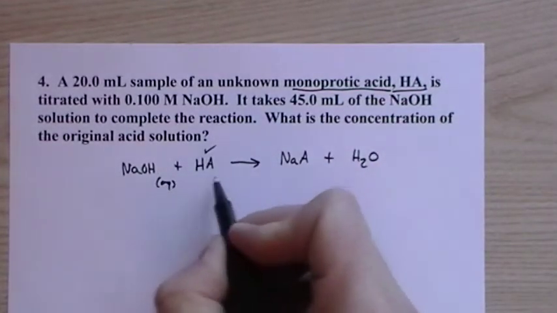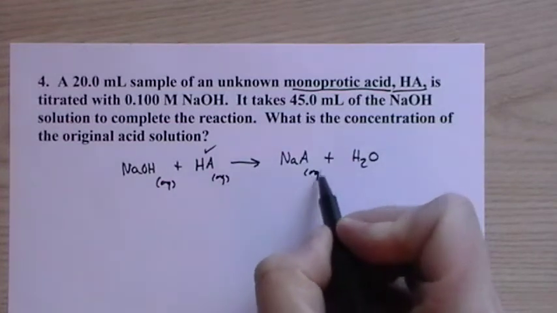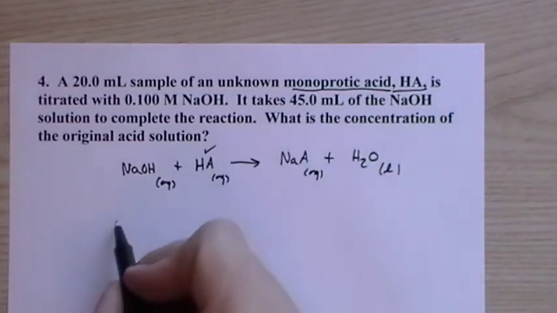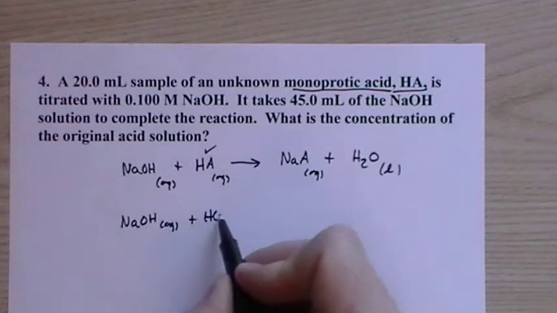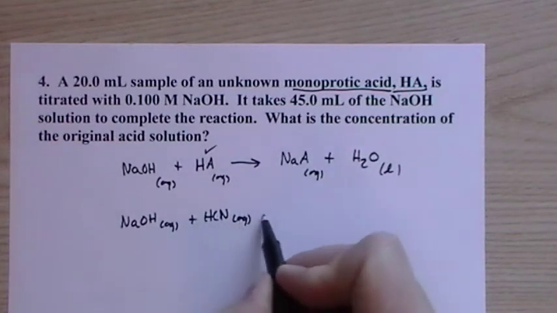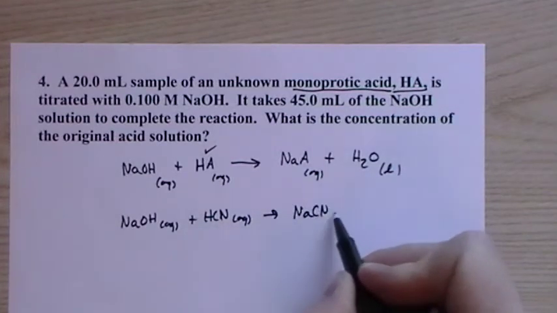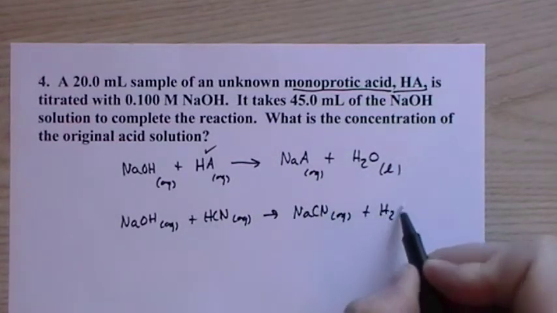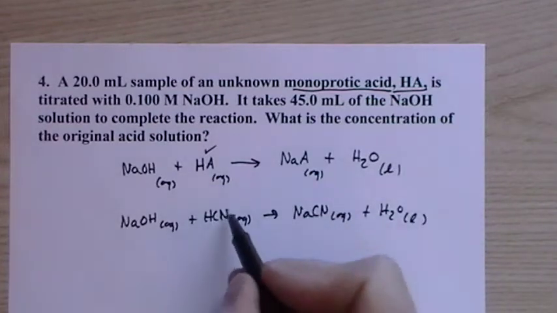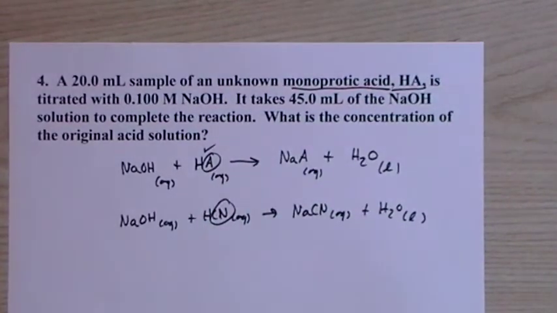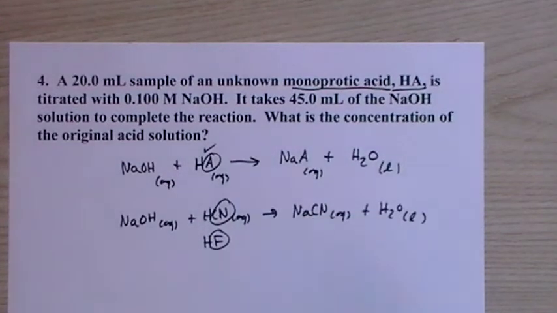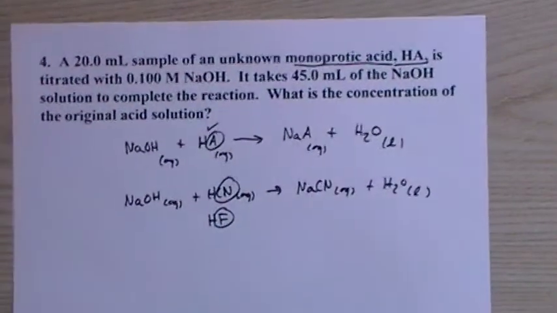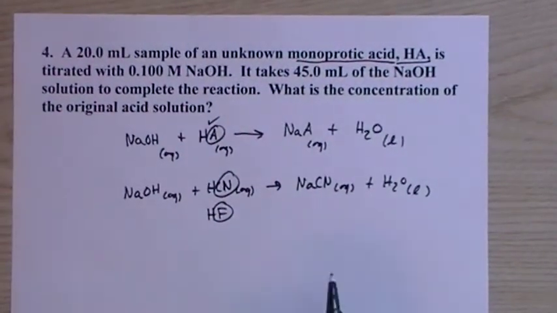So this is going to be aqueous, aqueous. It's a little weird looking, but let me just show you: we had HCN, that's monoprotic. Could have certainly put that in here. Same thing, the A is this CN, but if we had HF, it could have been the F. You see that all of these monoprotic acids react the exact same way. So anyway, it's still 1-to-1, that's the important part.